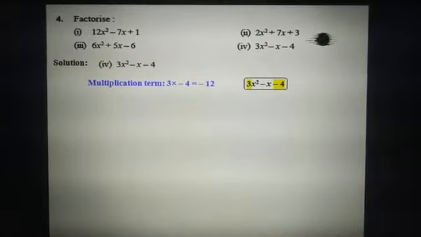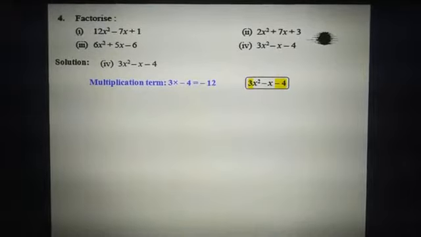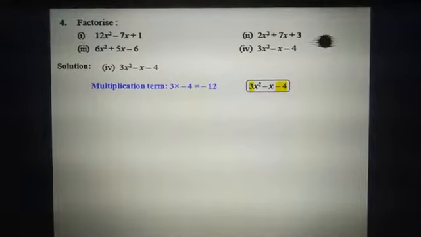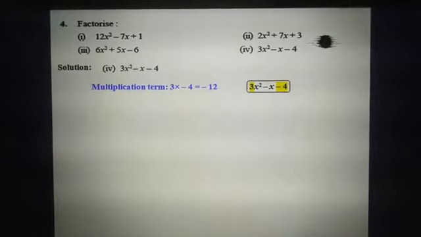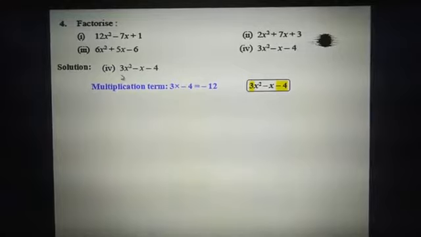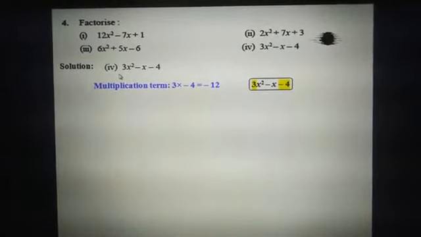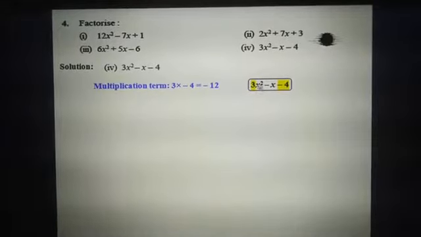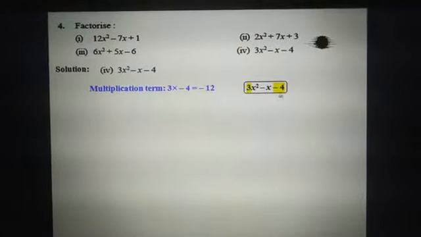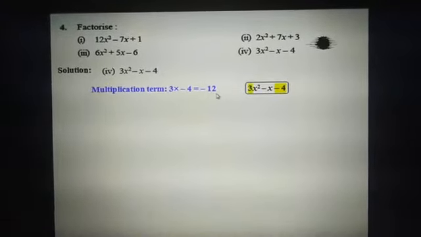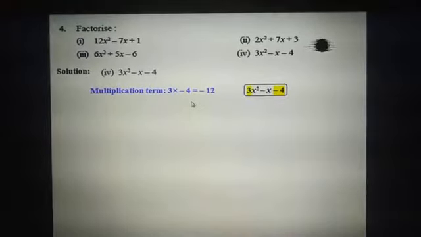First, we need to find the multiplication term. How to find the multiplication term? Simple thing: coefficient of x squared into constant term. Here the given polynomial is 3x squared minus x minus 4. The coefficient of x squared is 3. The constant term is minus 4. Multiply these two, you will get minus 12. So minus 12 is called the multiplication term.